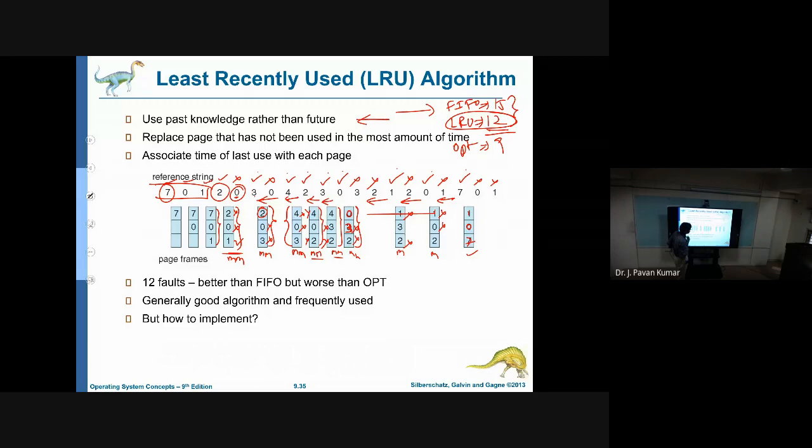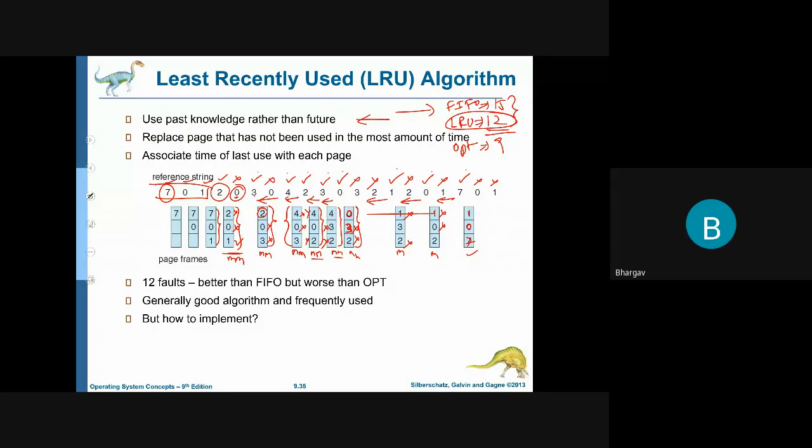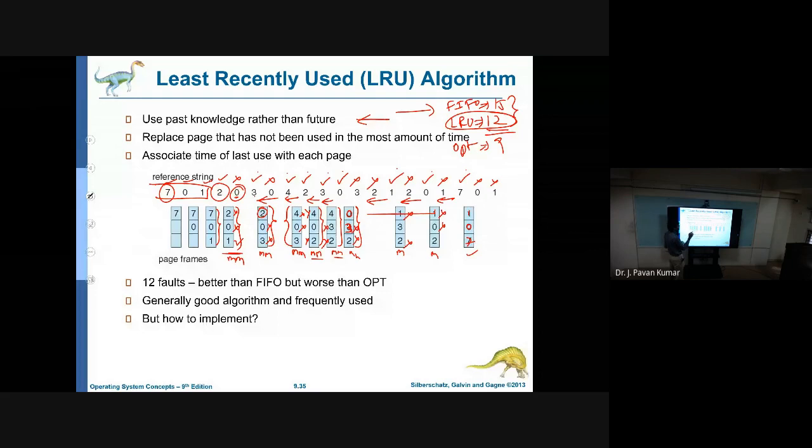Yes. Yes, sir. So this is about page replacement algorithms. Further things we'll see in the next class.